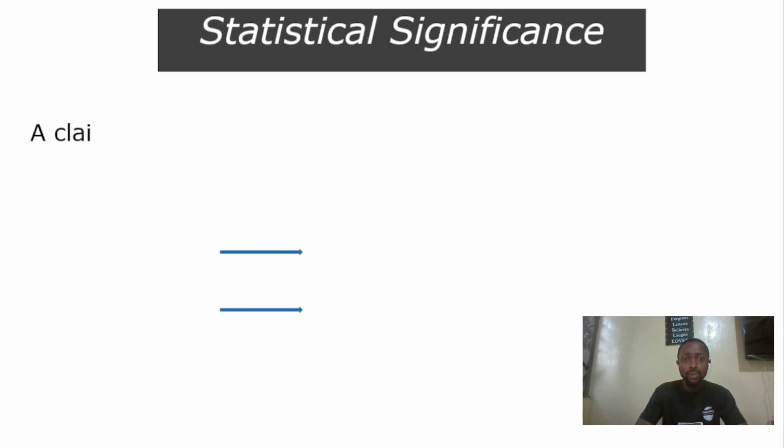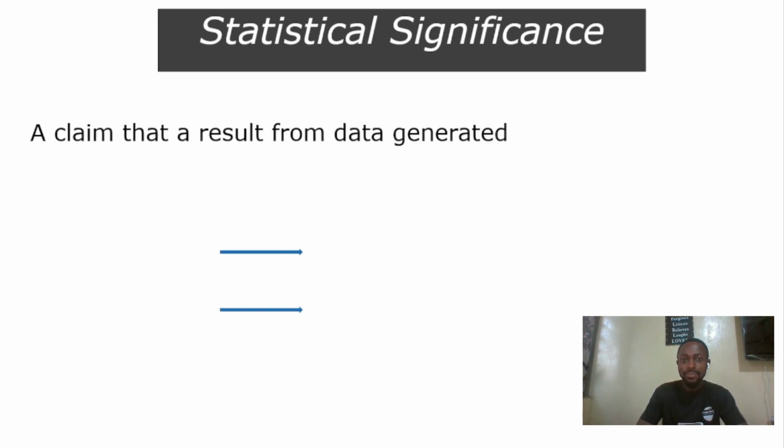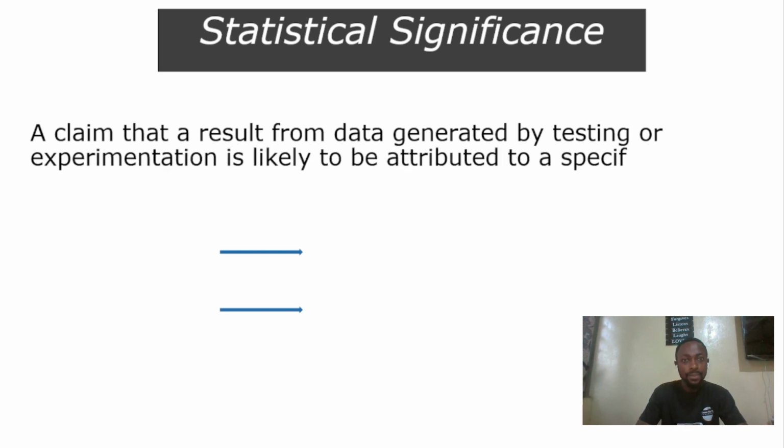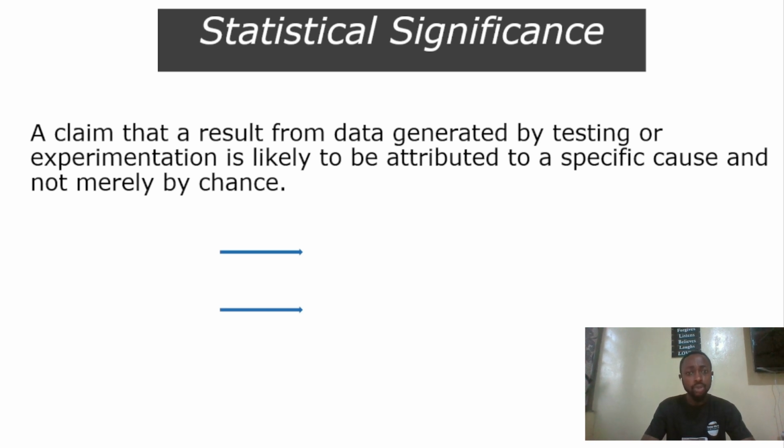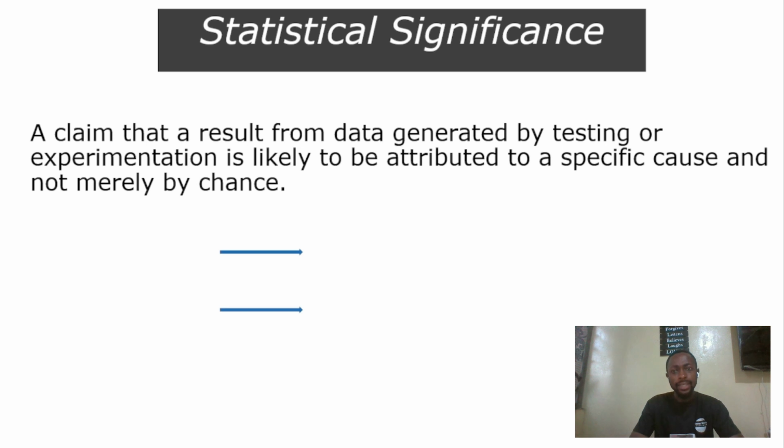Alright, we want to quickly look at what statistical significance means. Normally, it is a statement that claims that a result from data generated from any statistical analysis that you do by testing or experimentation is likely to be attributed to a specific cause and not merely by chance. And so if, for instance, you have student scores of a particular class and you want to know if there is a difference between the students who are staying close to the school premises and those who are staying far, you perform a simple statistical test and then you note the mean difference between the individual students.